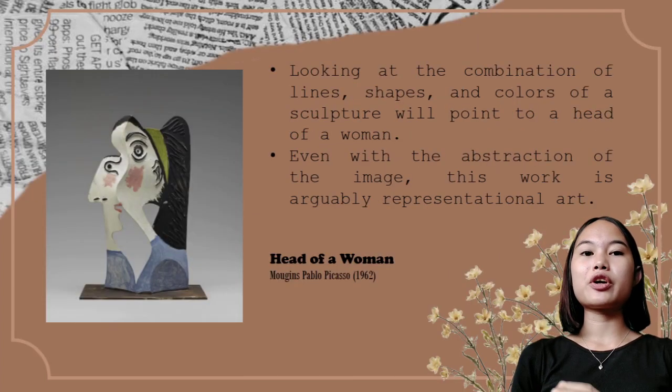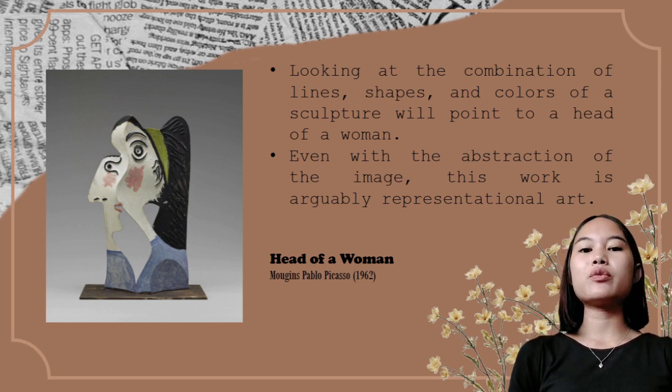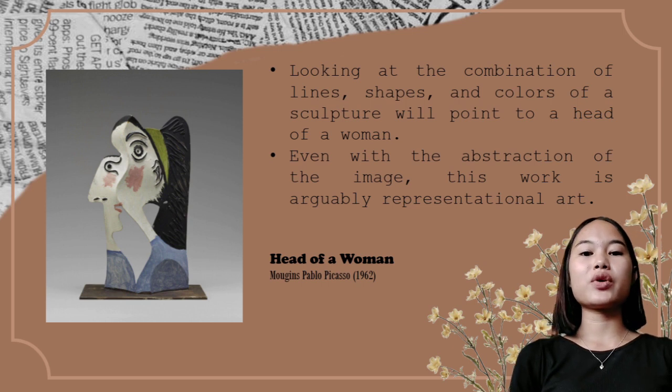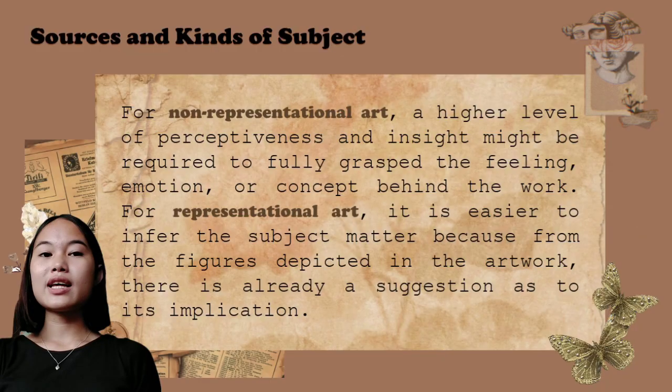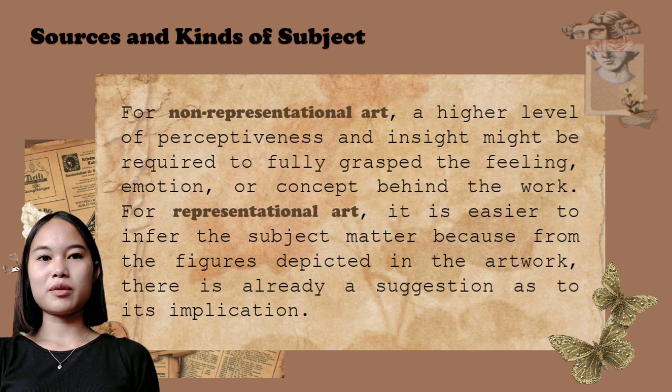Another example of representational art is The Head of a Woman by Pablo Picasso. Looking at the combination of lines, shapes, and colors of the sculpture will point to a head of a woman. Even with the abstraction of the image, this work is representational art. So let's move on to the sources and kinds of subject.